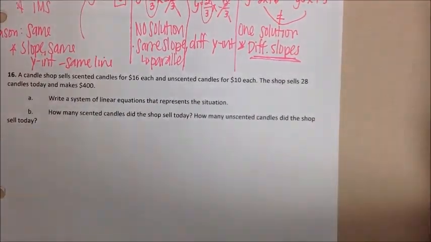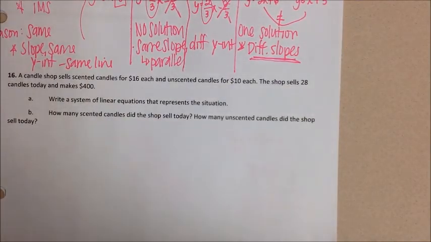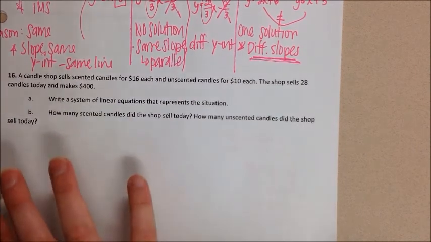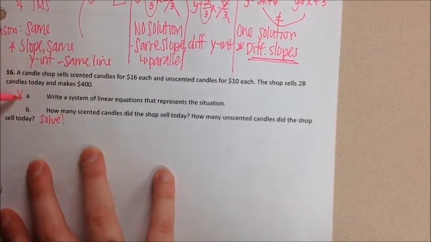Okay, last question, number 16. This is a word problem one. A candle shop sells scented candles for $16 each and unscented candles for $10 each. The shop sells 28 candles today and makes $400. So you need to write a system of linear equations that represents the situation. And then it wants to know how many scented candles the shop sold today, and how many unscented candles. So this is where we're going to solve. Okay, but first we have to write a system.